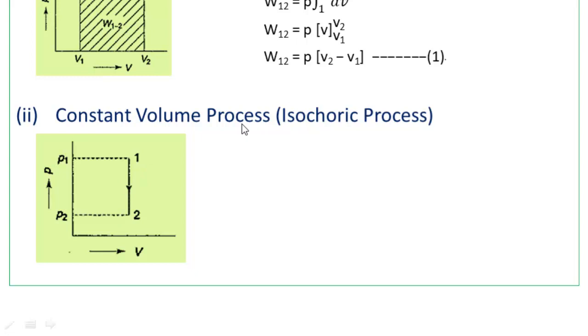And since this process is a quasi-static process, we can apply integral PdV. So work transfer is integral PdV between the limits 1 to 2.